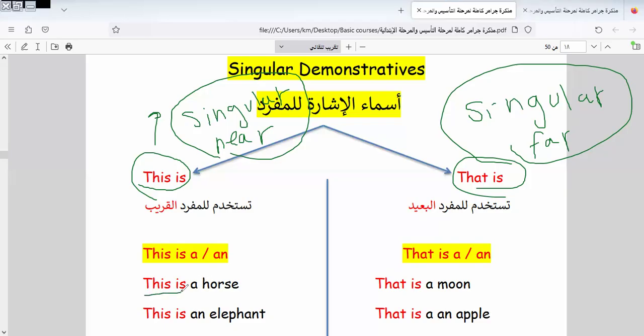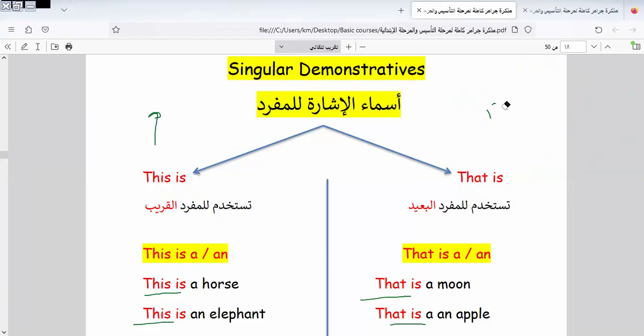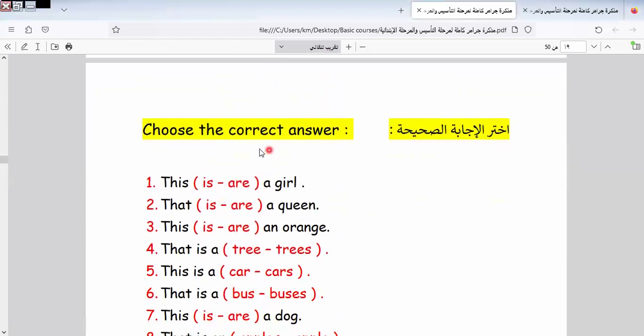Let's go. This is a horse. That is a moon. This is an elephant. That is an apple. Let's continue the rest of this item. I think now that is and this is are not difficult to know. Okay, it is clear now. Let's go to answer the exercise related to this part.